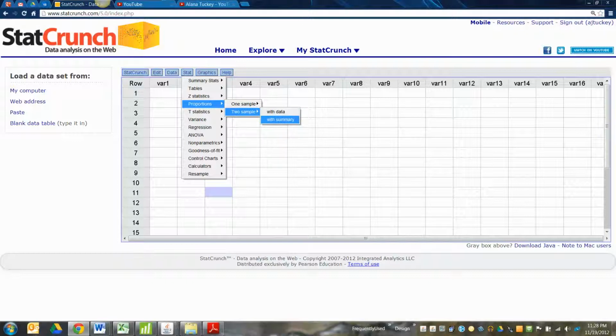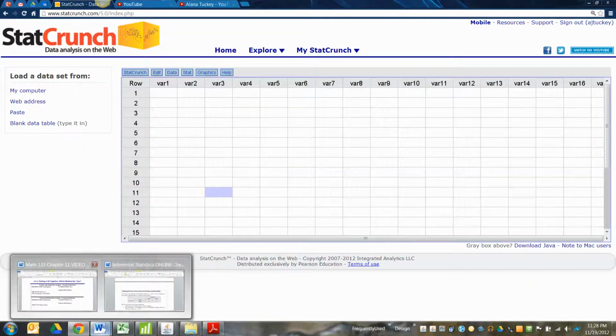For us, it's almost always summary for proportions. 1 sample stuff was what we learned in chapters 9 and 10. And then 2 sample stuff is chapter 11. All right, so that's that.